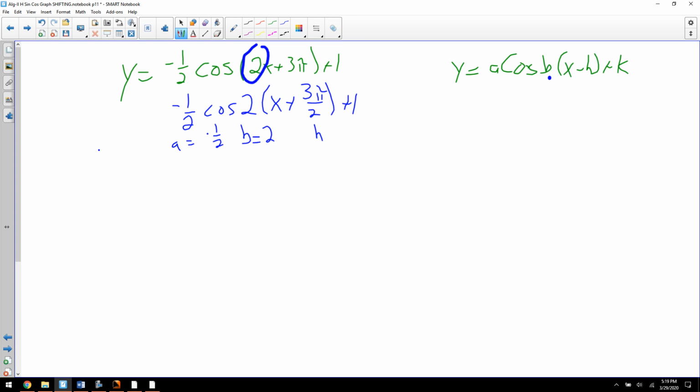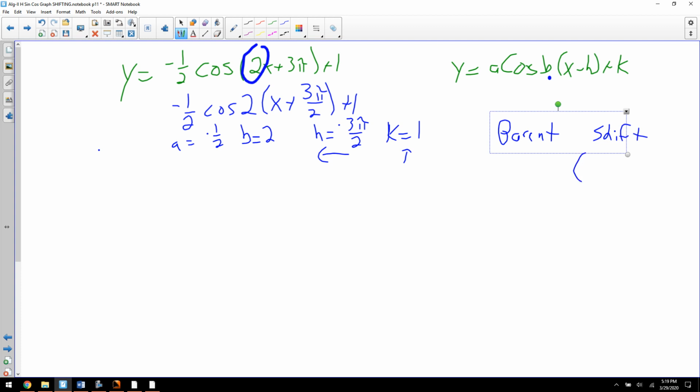Our h, since it's a plus 3 pi over 2, that means our h is -3 pi over 2, which tells me I have to move things to the left. And then our k value is 1, so it's got to move up. So we have our parent and our shift for the ordered pairs. Remember, the shift in this case is going to be x minus 3 pi over 2.